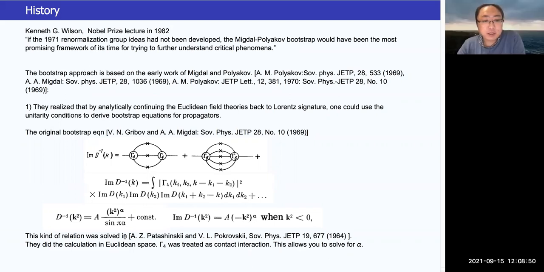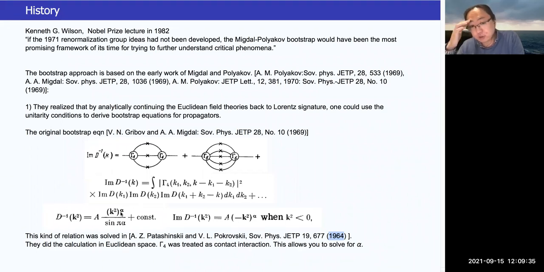So yeah, I think this type of relations was actually done in slightly earlier work by Patashinsky and Pokrovsky in 1964. In that paper, they were trying to deal with this contact gamma 4 terms as contact terms. They just ignored this gamma 4 and treated it as a contact term. Therefore, you can see that on the right-hand side, if you ignore this gamma 4 and the higher order terms, you can find self-consistent relations for this power alpha. Just from dimensional analysis, you can solve what this alpha is.